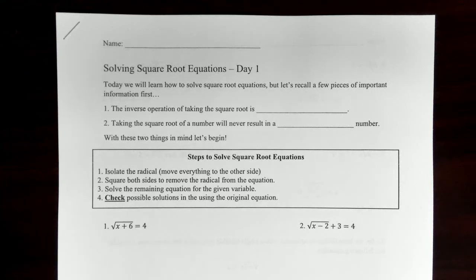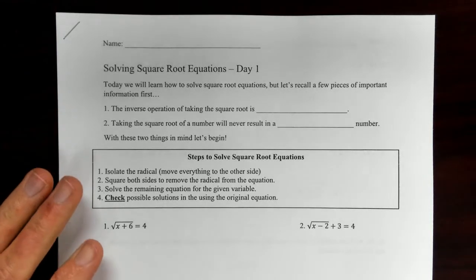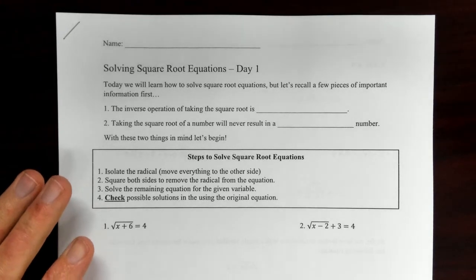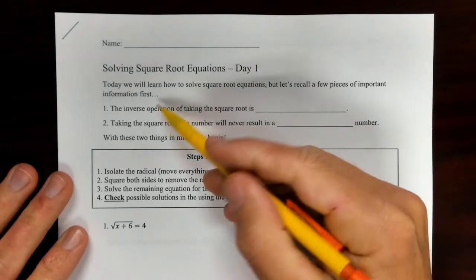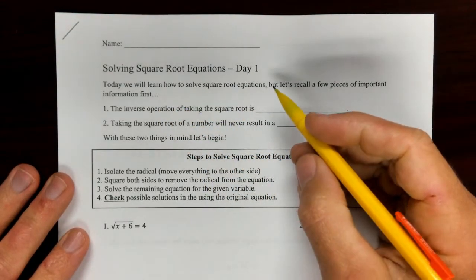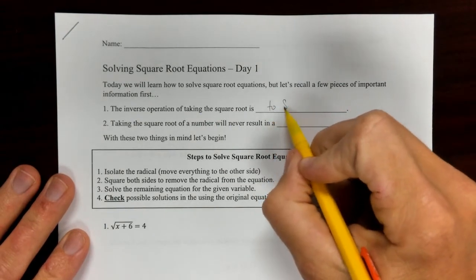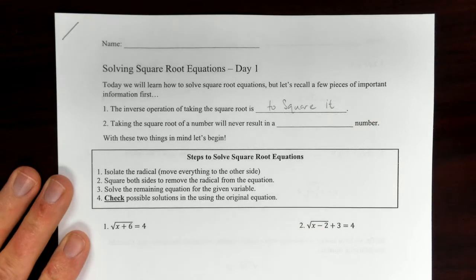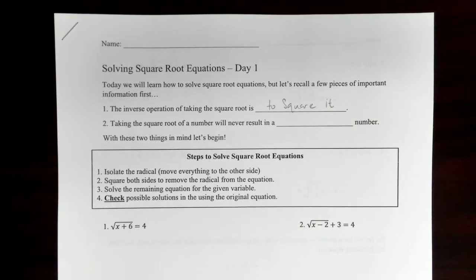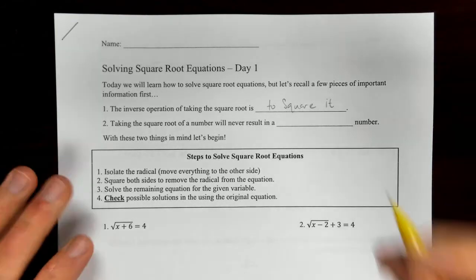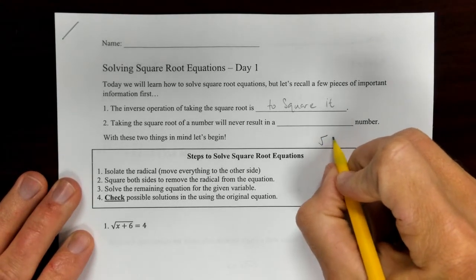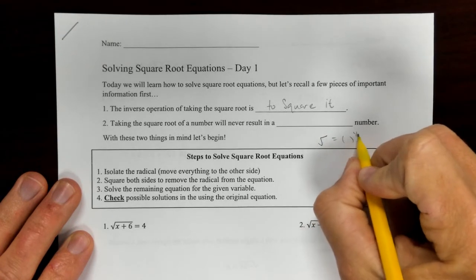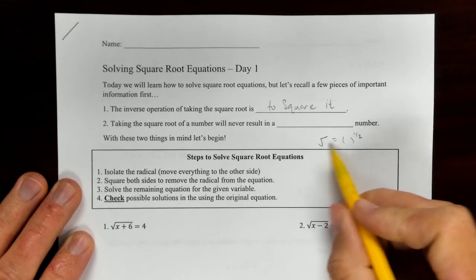Alright gang, today we are going to learn how to solve our square root equations. So the inverse operation of taking the square root is to square it. When I have a square root, I'm going to do the inverse of that. The inverse is to square it, or to take it to the second power, because the square root, the radical, is equal to raising something to the 1/2 power. Those mean the same thing.